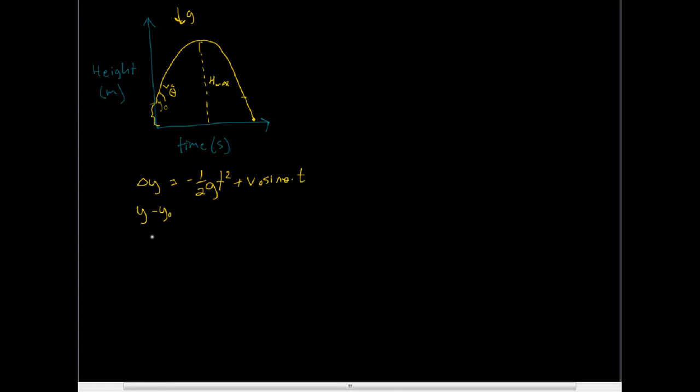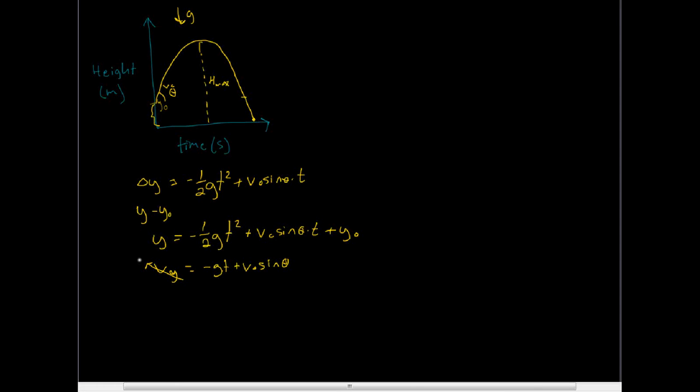So if we solve for y, we're going to get y equals negative 1/2 gt squared plus v naught sine theta times time plus our initial y position. And so it has changed our y equation in some way, but we still want to do the same thing, where we'll solve for when our vertical velocity is equal to 0. And that's not going to be impacted by the fact that there's an initial position, because position has no impact on the velocity equation, which is going to be velocity in the vertical direction equal to negative gt plus v naught sine theta.